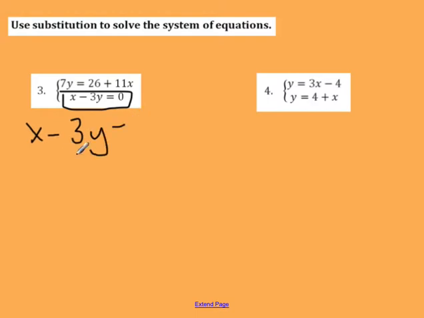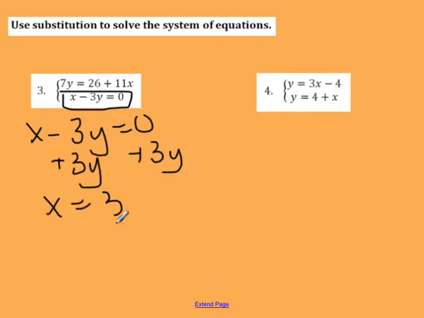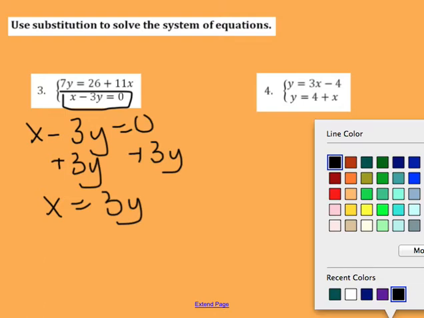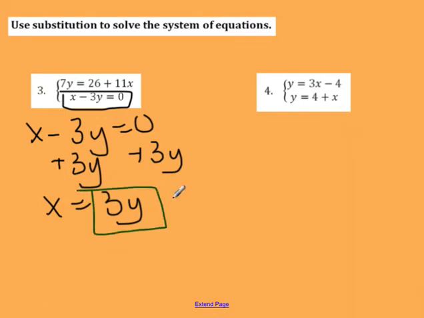So since this is a minus 3y, I am going to add 3y to both sides. So then I get that x is equal to 3y. So x and 3y are the same thing. So in order for me to get my equation solved, I'm going to have to plug that in for x into the other equation. So the equation I didn't use, I'm going to plug in for x right there. So I'm going to take that x out and I'm going to put 3y in instead.